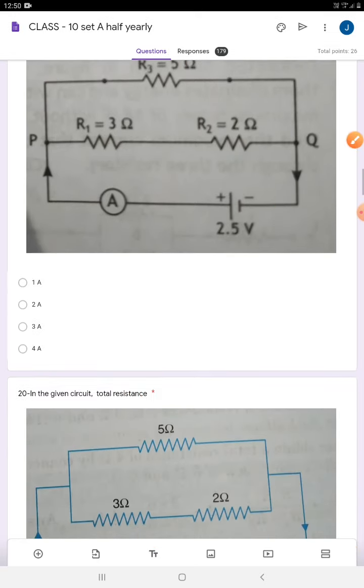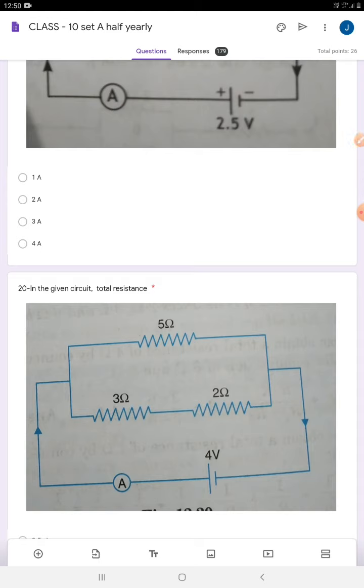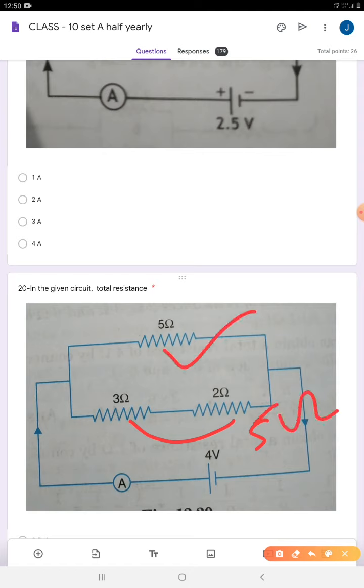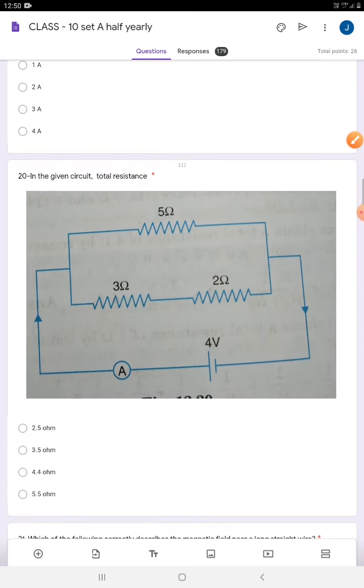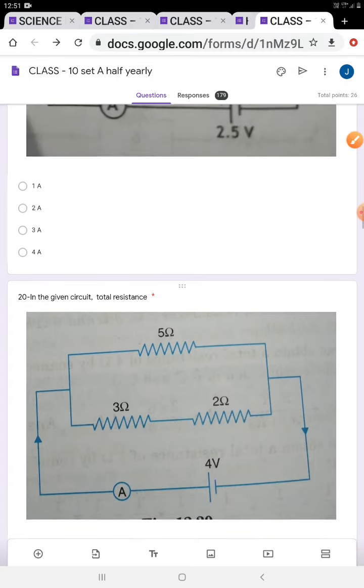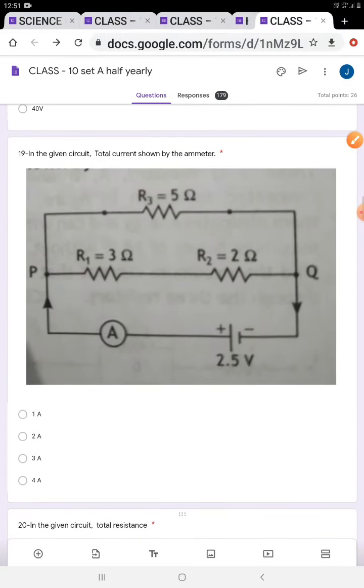Okay, now you can see here also, this is the same, 3 plus 2, they are in series combination. It will be 5 ohm, and this 5 ohm and this 5 ohm will be in parallel combination. So the total resistance will be 2.5 ohm. So for this question, the answer should be this one. But now in this question, we have to find out the total current shown by the ammeter. Yeah, it means that we have to find out I.